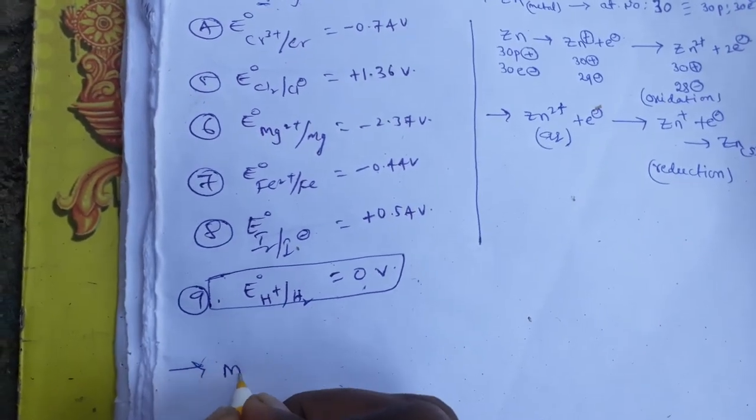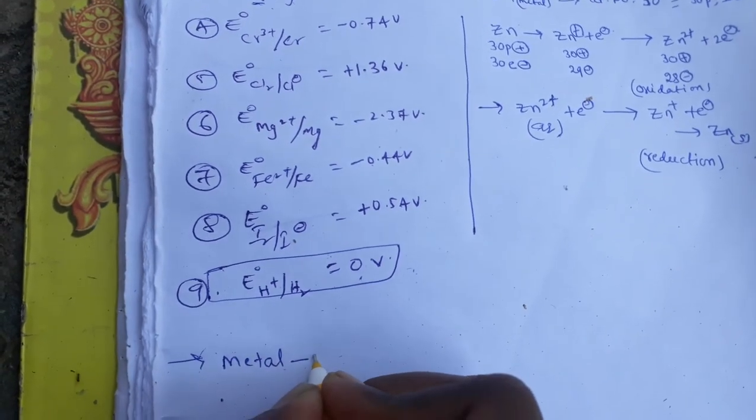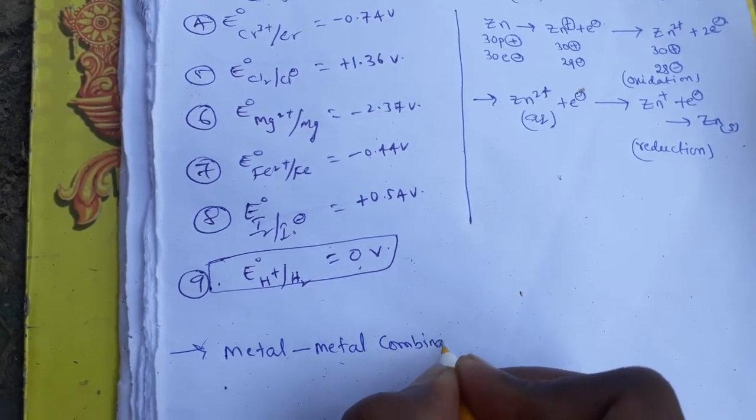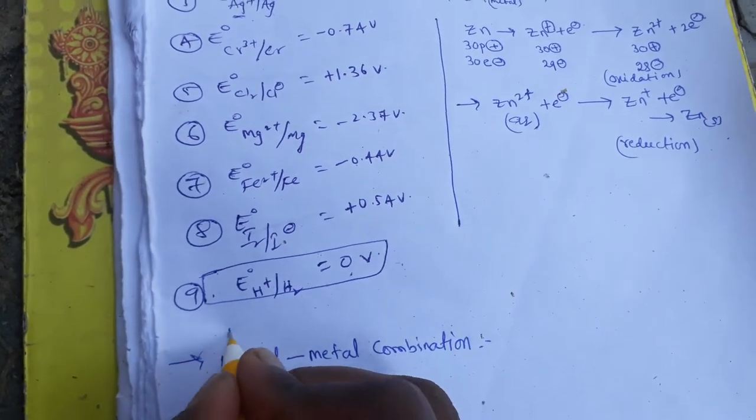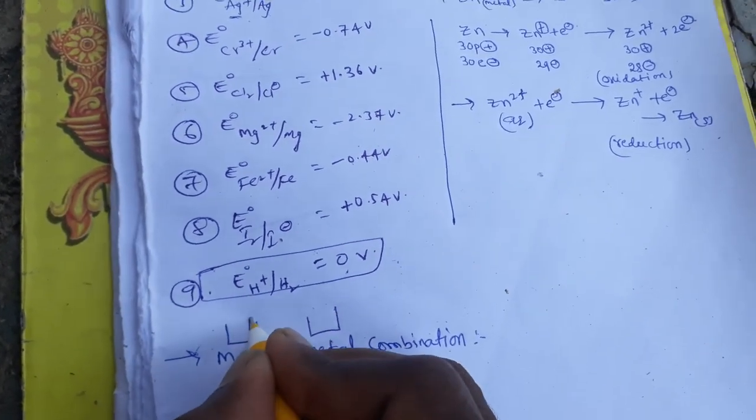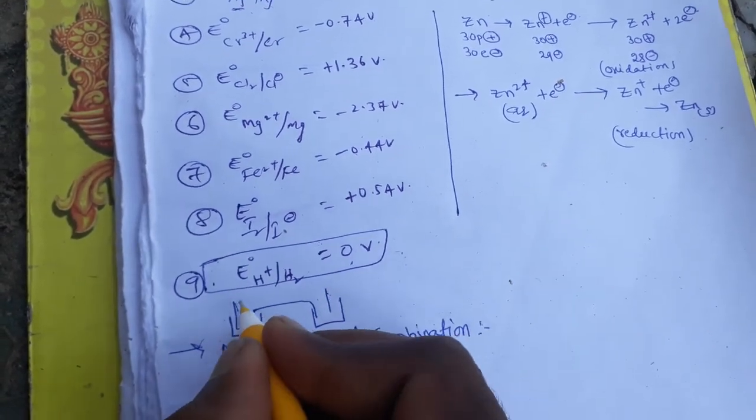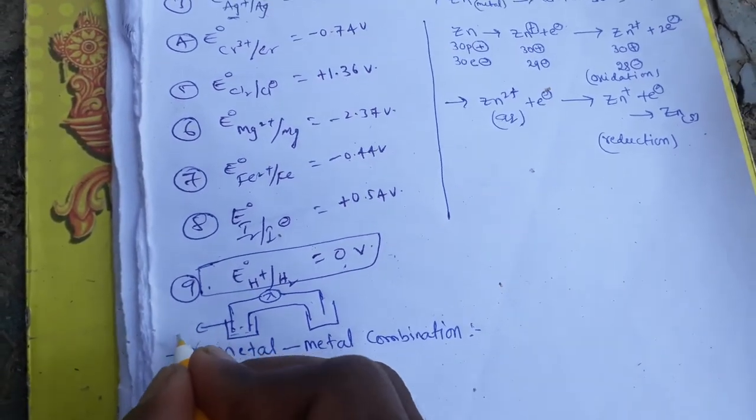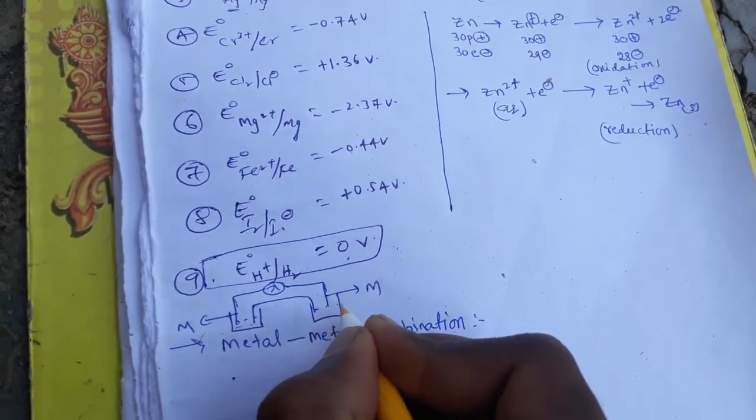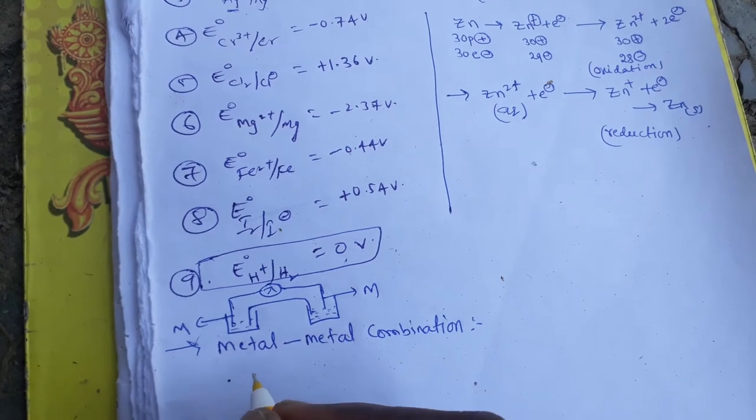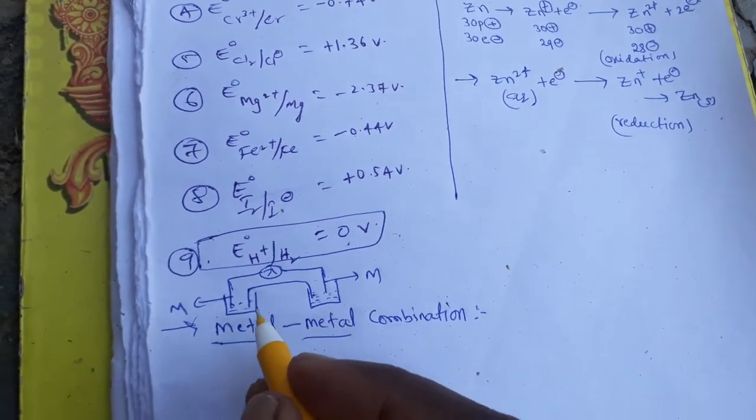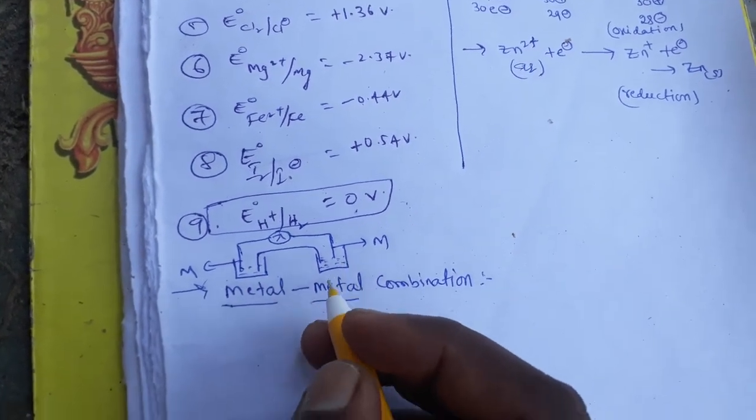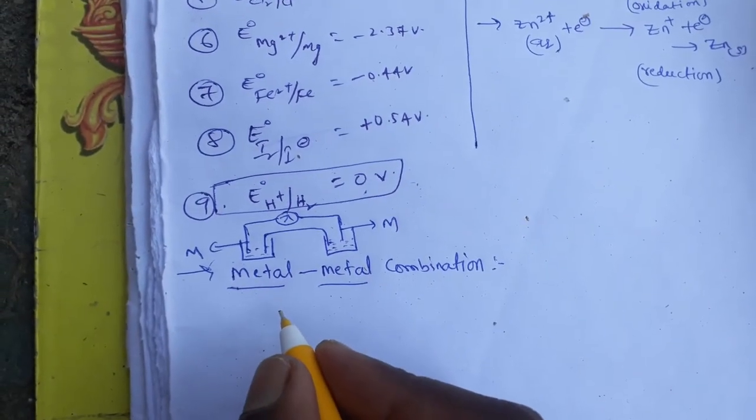First we can give the metal combinations. If I have two beakers with a salt bridge between them, and electrodes present here, in this one also there is a metal, and in this one also a metal. So there are two metals present, both are metals. Another option is one metal and one non-metal, both non-metals, or one metal and hydrogen. We will see all the combinations. First combination will be metal and metal.